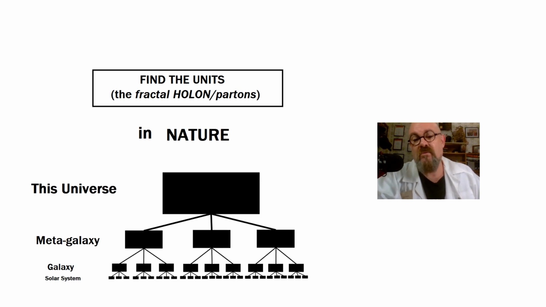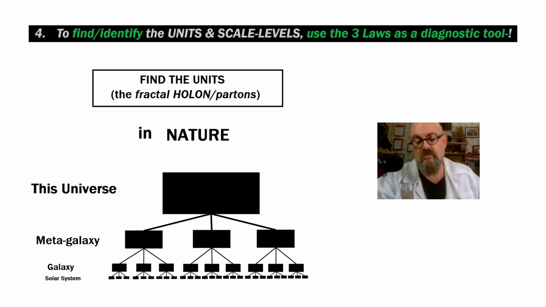Or in nature, the universe, then the smaller scale level is a system called a metagalaxy. They're a system made of smaller systems called galaxies. They're a system of smaller systems called solar systems, etc. They're all fractal Holon partons. They're all units on different scale levels. So to find your units on the different scale levels, use the three laws as a tool.